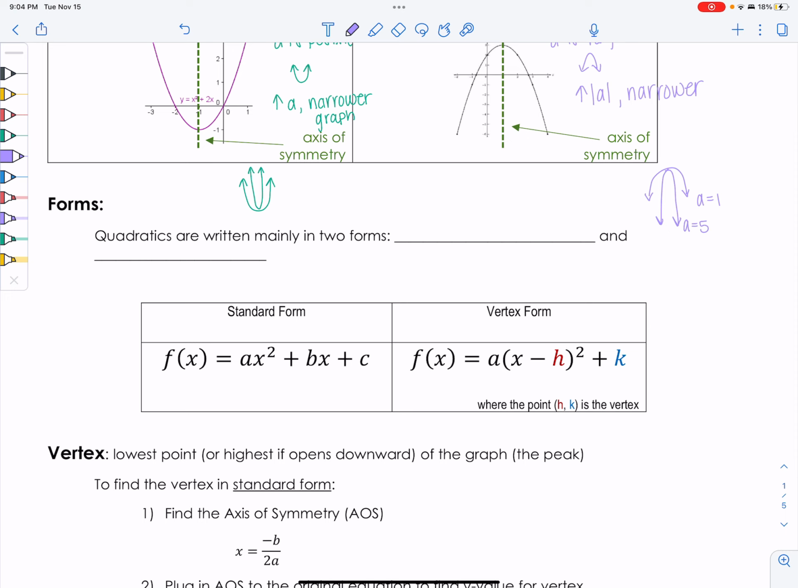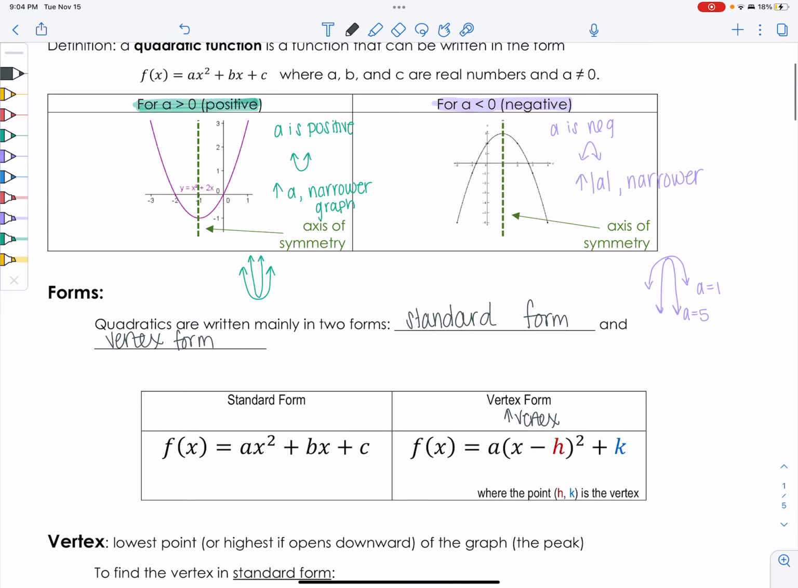The first is standard form, which is what we've been looking at. Everything we've done up until now has been in standard form. But we're going to introduce this new one called vertex form. And so vertex form is going to show us the vertex. Well, what is the vertex? The vertex is going to be the lowest or highest point of the graph.